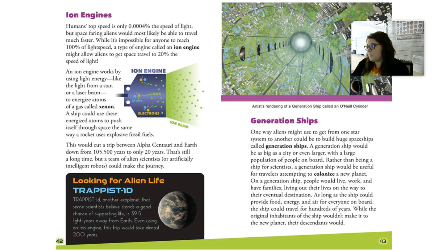Generation ships. One way aliens might use to get from one star system to another could be to build huge spaceships called generation ships. A generation ship would be as big as a city or even larger, with a large population of people on board. Rather than being a ship for scientists, a generation ship would be useful for travelers attempting to colonize a new planet. On a generation ship, people would live, work, and have families, living out their lives on the way to their eventual destination. As long as the ship could provide food, energy, and air for everyone on board, the ship could travel for hundreds of years. While the original inhabitants of the ship wouldn't make it to the new planet, their descendants would.